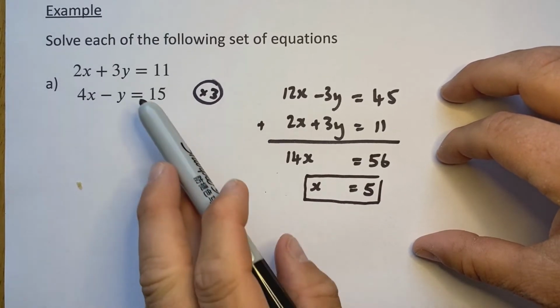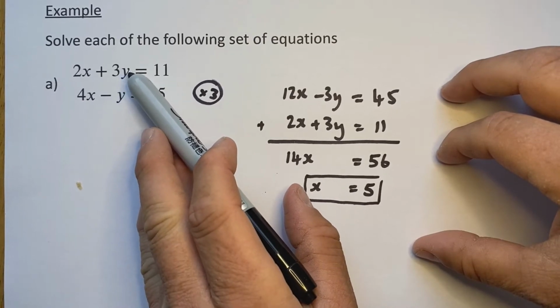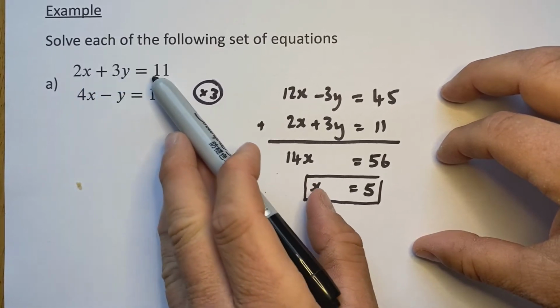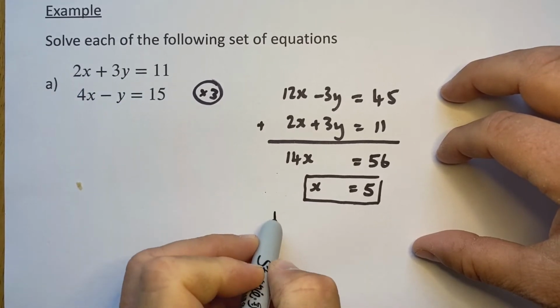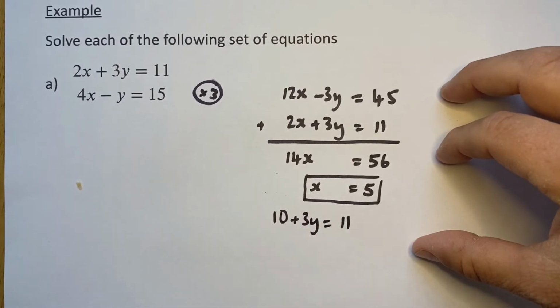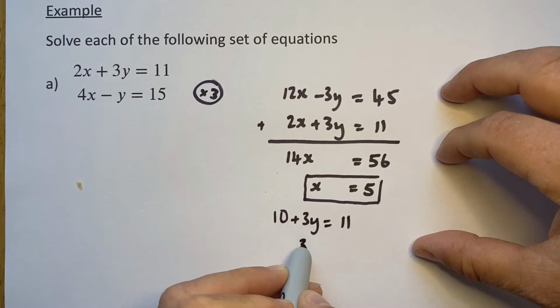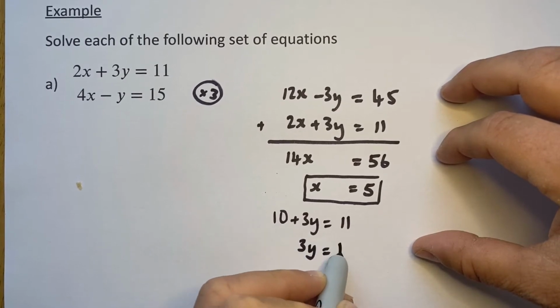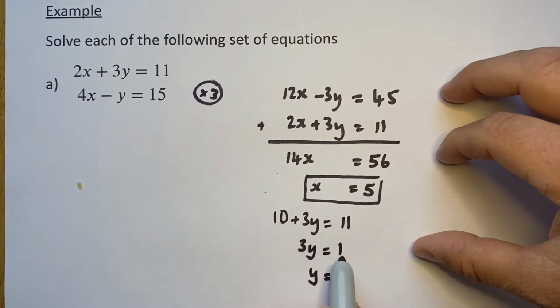Now if we go back to the original 2, as we always do, I'm going to go into this equation because it's all plus signs. So 2 5s, 10. Plus 3y equals 11. Put the 10 on the other side, becomes a take 10. So 3y is equal to 1. So y is equal to, and because that's not in your 3 times table, we divide by 3, y is equal to 1/3.